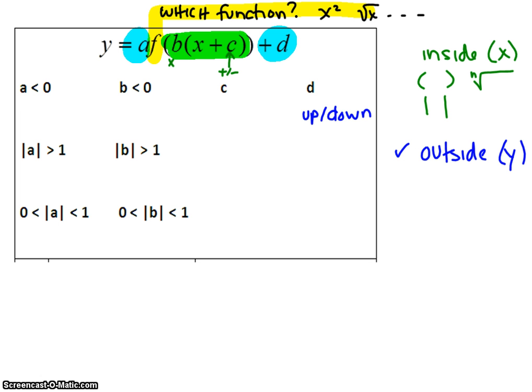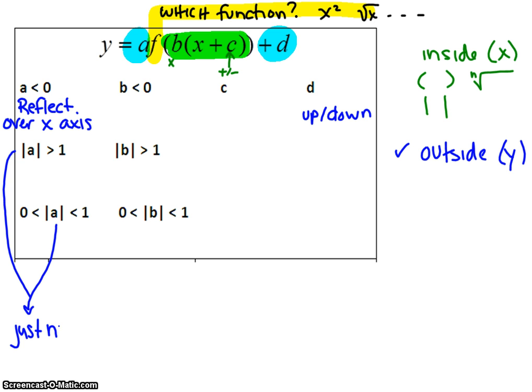The a can have 3 effects on our graph, and we're going to get into that more in the next presentation. But 3 things can happen. A could be negative, and if it's negative, what we're going to say is happening is we're going to reflect it over the x-axis. We're going to flip it. That's what a lot of people say, but in true mathematical terms, we're going to reflect it over the x-axis. And we'll go into more detail with that later. Now, this says absolute value of a. What we're saying is once I've looked at my sign, now all I want to look at is just the number part.